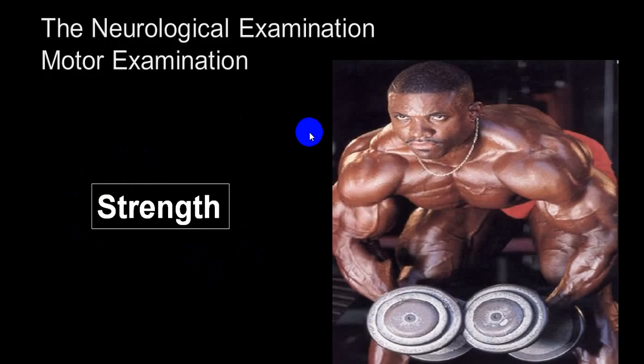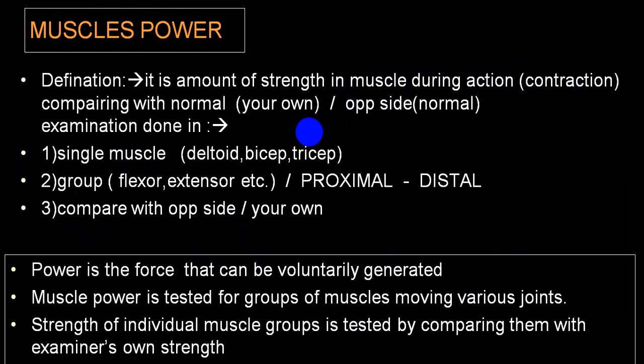When you look for the muscle power, you look in a single muscle or group of muscles, and you always compare right and left. You can compare with your own when there is a bilateral involvement. So you are comparing with your own, and you can compare right and left, in a single muscle and in groups of muscles.